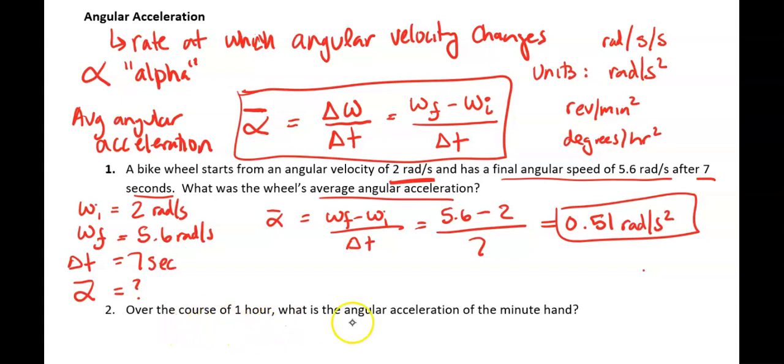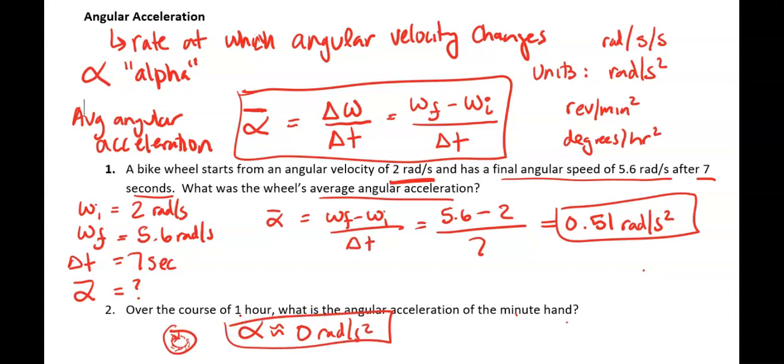Over the course of 1 hour, what is the angular acceleration of the minute hand? I'm going to think of average angular acceleration. What's happening to that minute hand as it goes around? Overall, that minute hand has a pretty steady movement. Let's assume it's perfectly steady. If it is not changing its velocity at all, it's rotating in the same direction at the same rate, then there is no acceleration. So I'm going to say acceleration is approximately 0 radians per second squared.